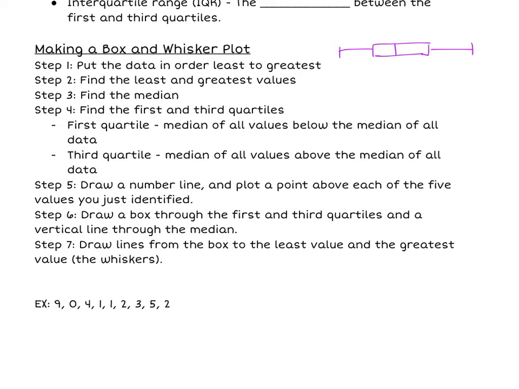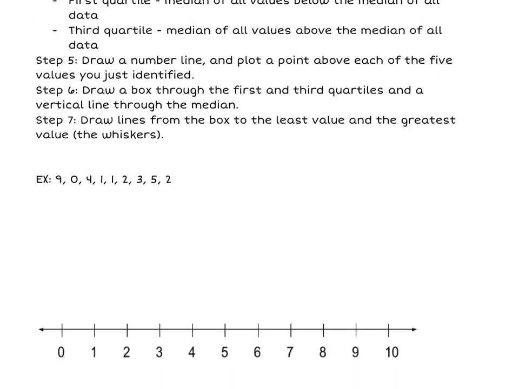So, first step is put our numbers in order from least to greatest. If you have a set of numbers, like we do in this first example, put them in order from smallest to biggest. So we've got 0, 1, 1, 2, there's two 2s, 3, 4, 5, and 9.